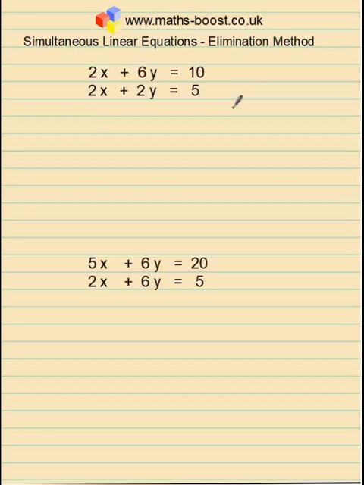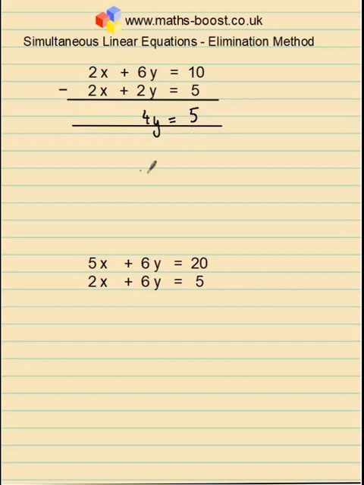And there are different versions of this method, but I'm using this particular one because the steps are always the same. The elimination method hinges on the fact that if we get ourselves into the position where the number in front of both x's is the same, or the number in front of both y's is the same, we can simply subtract the two equations. 2x take away 2x is 0, 6y take away 2y is 4y, 10 take away 5 is 5. So now we've got an equation that we can solve. And that's why it's called the elimination method.